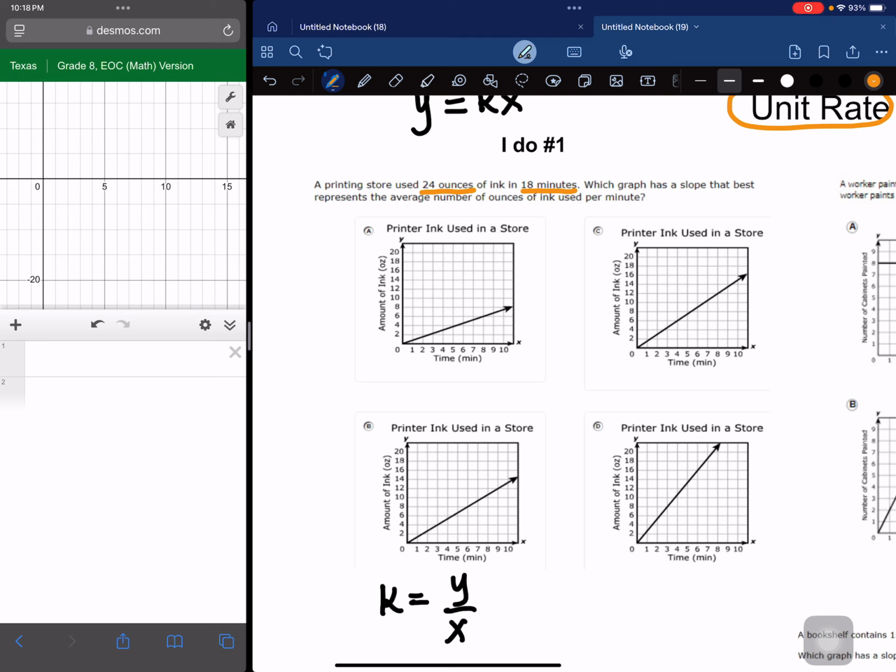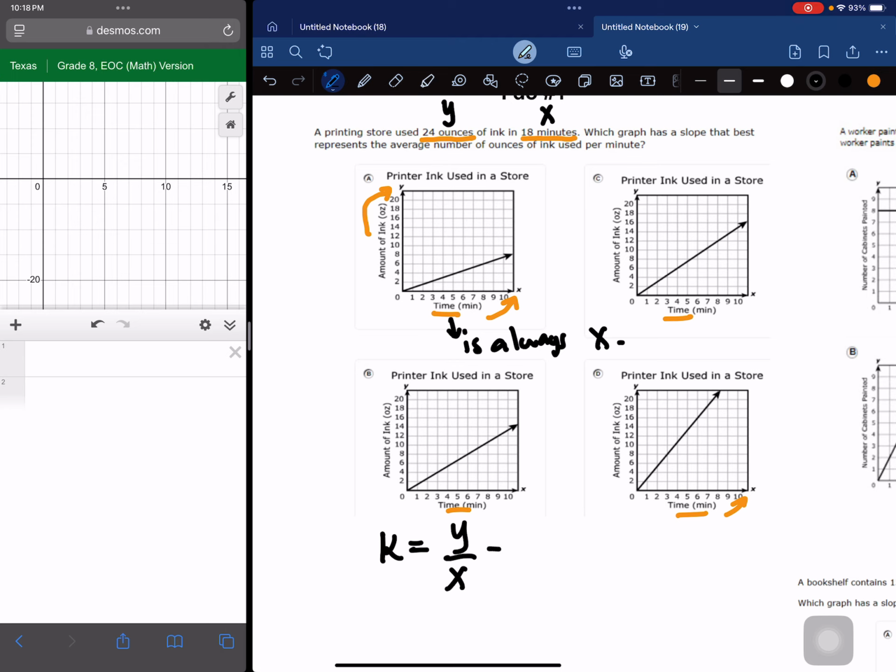Now, if you look at your choices, I can see right away that time pertains to the x value, while the amount of ink in ounces deals with the y value. And frankly, for future reference students, time is always the x value. If you encounter another unit rate problem that has time in it, it's always going to be the x value. Having said that, 24 ounces is y and 18 minutes is x.